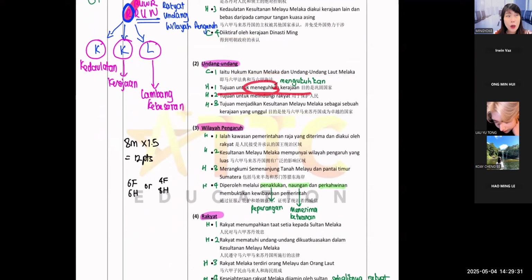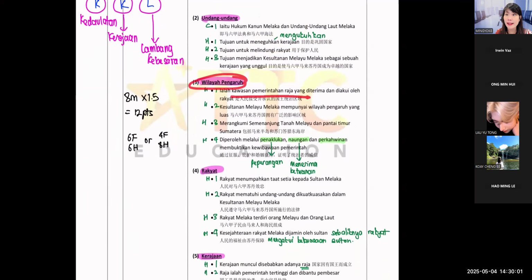Tujuan to meneguhkan. Can you see here? If, for example, in exam you don't really remember meneguhkan, can you change the words to mengukuhkan? If it's the same meaning, yes, you can. So if you don't write meneguhkan, you can write mengukuhkan kerajaan, melindungi rakyat, alright, and menjadikan Kesultanan Melayu Melaka sebuah kerajaan yang unggul.